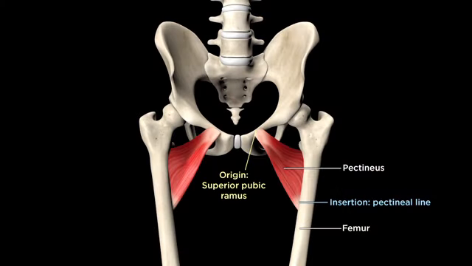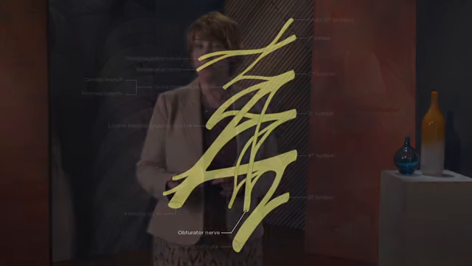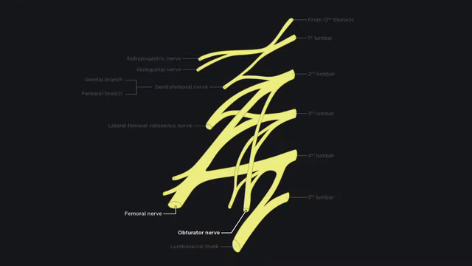Next, let's look at the pectineus muscle. It originates on the superior ramus of the pubis and attaches to the pectineal line on the posterior-medial femur. Because of its anterior origin on the pelvis and insertion on the medial femur, it flexes and adducts the thigh at the hip joint. In terms of its innervation, I like to tell my students that pectineus is peculiar because it may be supplied by the obturator nerve, by the femoral nerve, or may have branches from both.